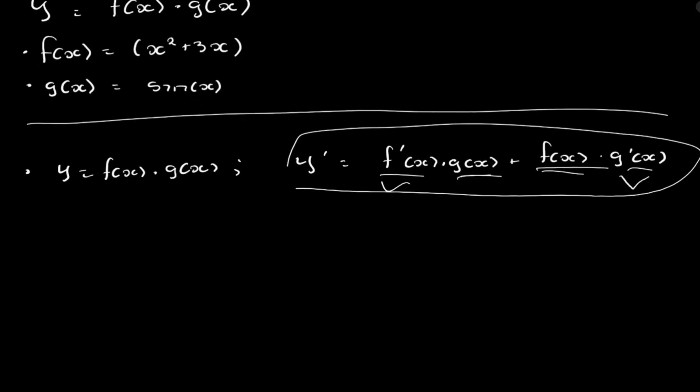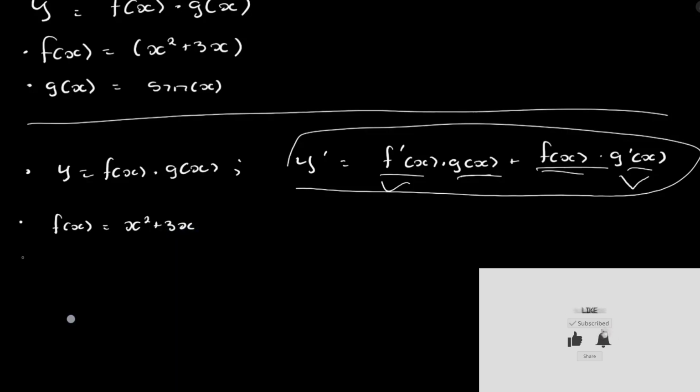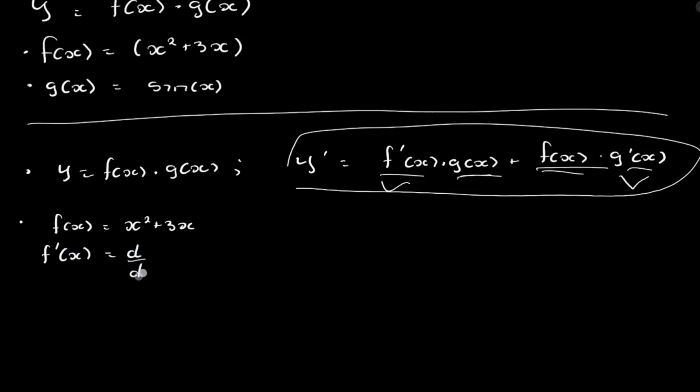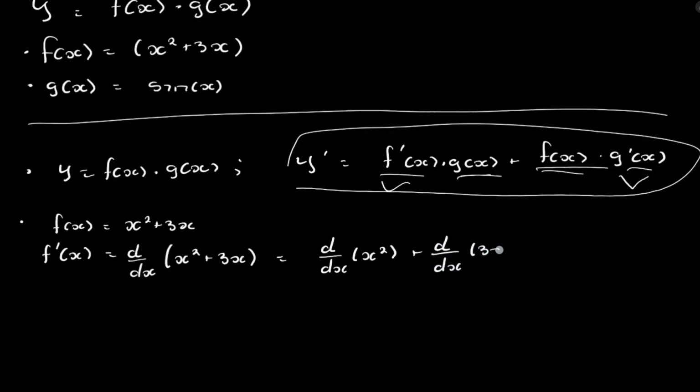The first thing, f prime of x. First of all, we rewrite our f of x, which is equal to x squared plus 3x. Now f prime of x is the differential with respect to x of the function x squared plus 3x, which is equal to the differential with respect to x of x squared plus the differential with respect to x of 3x. This is from our sum rule.